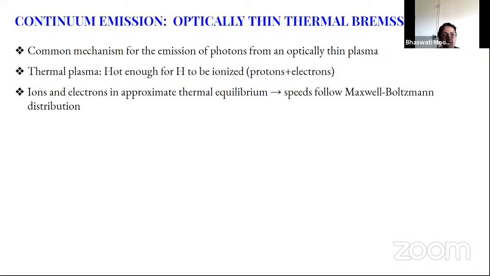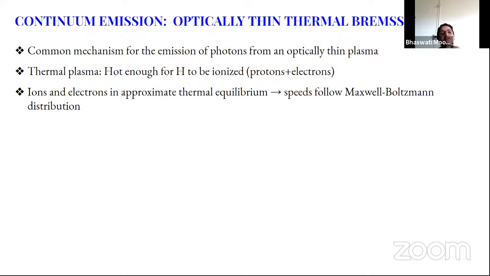The first and the most common mechanism for emission in astrophysical objects, as you realize, some of them have very high temperatures, and so there is always, or even otherwise there are other reasons why there is a significant fraction of ionized material in the gas, and so often we encounter a situation which is an optically thin plasma, and this is a thermal plasma because it is just by the temperature being very high.